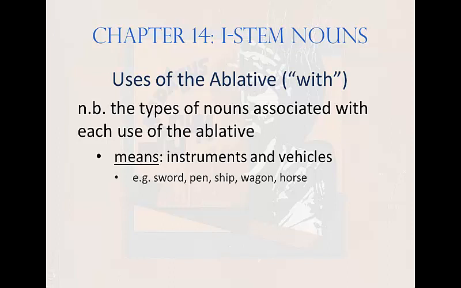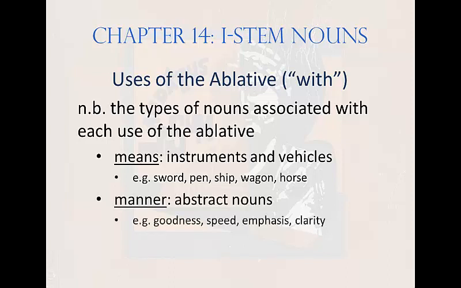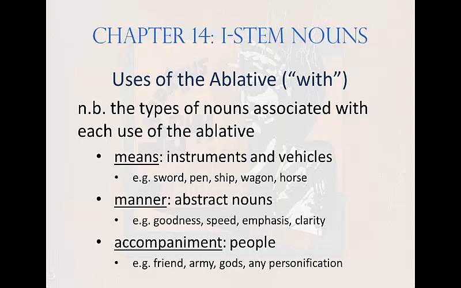A sword, a pen, a ship, a wagon, or a horse. A noun used as an ablative of manner almost has to be abstract, such as goodness, speed, emphasis, clarity. And a noun used as an ablative of accompaniment is almost always a person or personage of some sort. A friend, an army, gods, or anything personified. And that's the end of the grammar for this chapter.